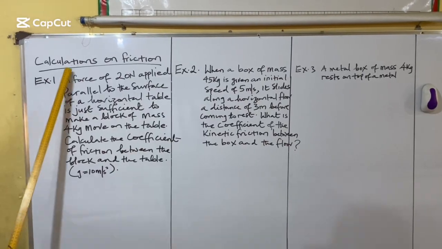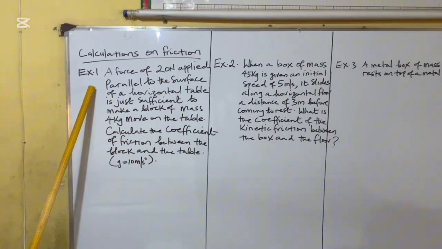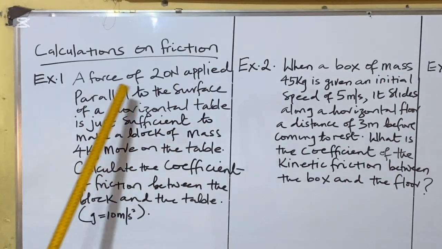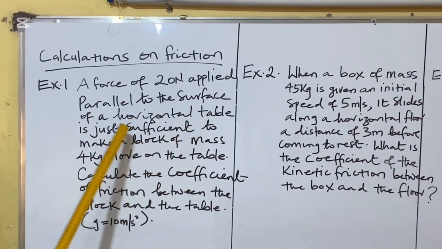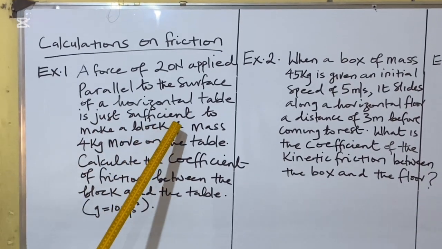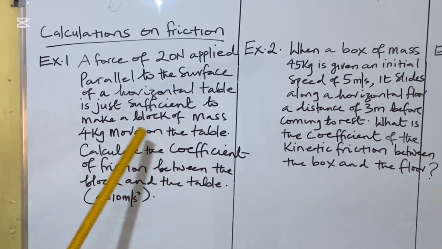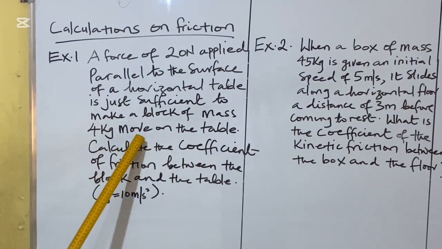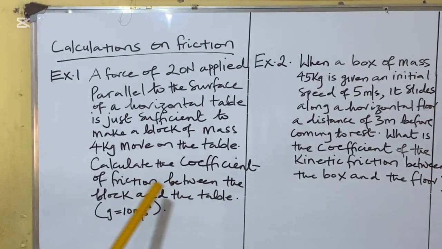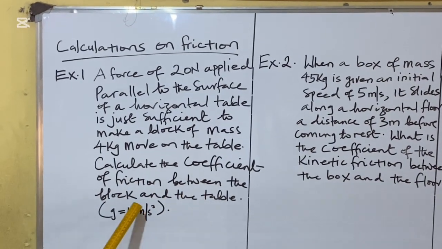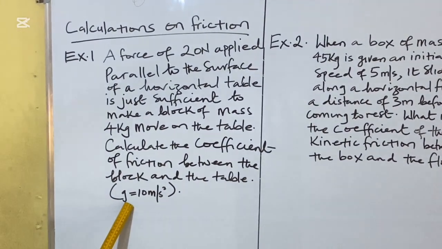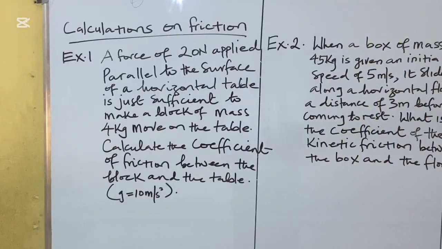Next, we are on to calculations on friction. Now, have an example 1. A force of 20 Newton applied parallel to the surface of a horizontal table is just sufficient to make a block of mass 4 kilograms move on the table. Calculate the coefficient of friction between the block and the table. Now we take the acceleration due to gravity as 10 meters per second squared.